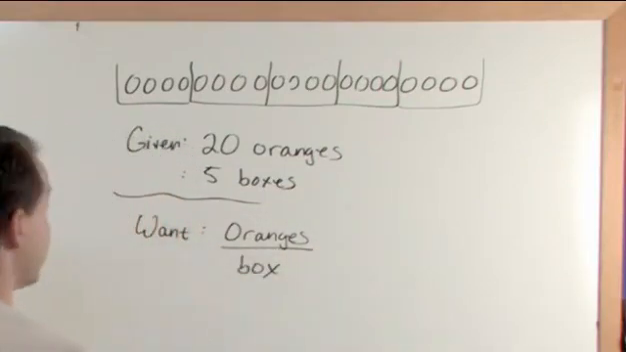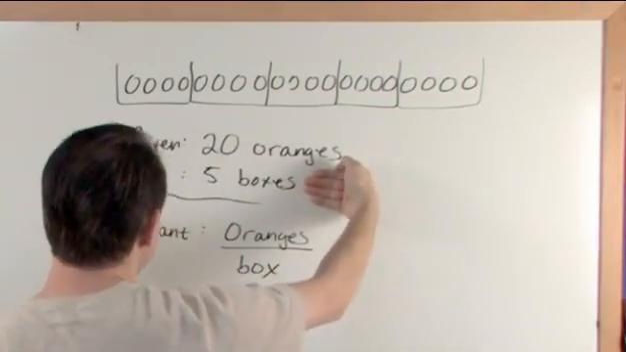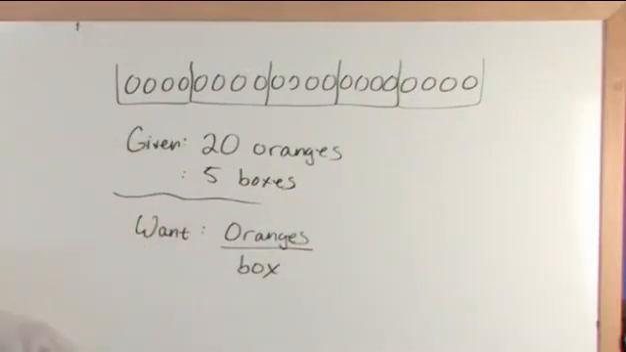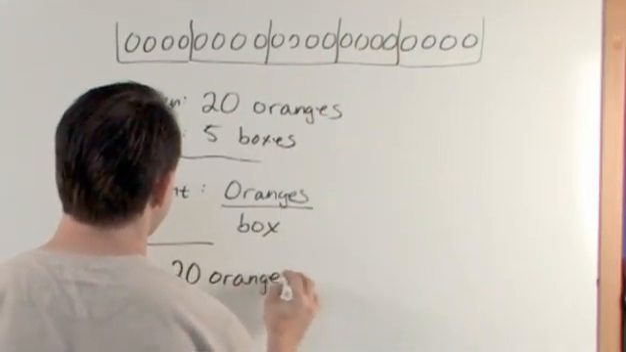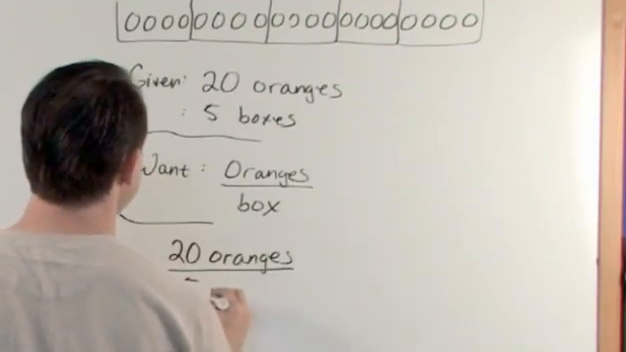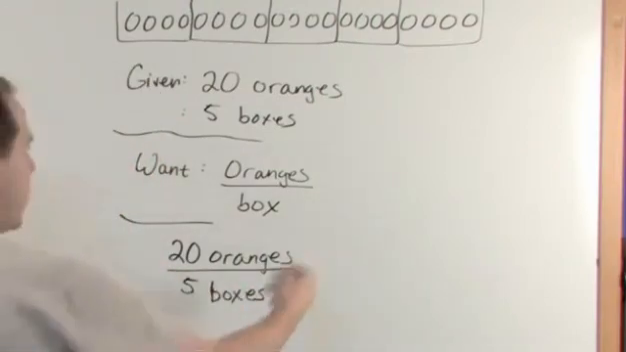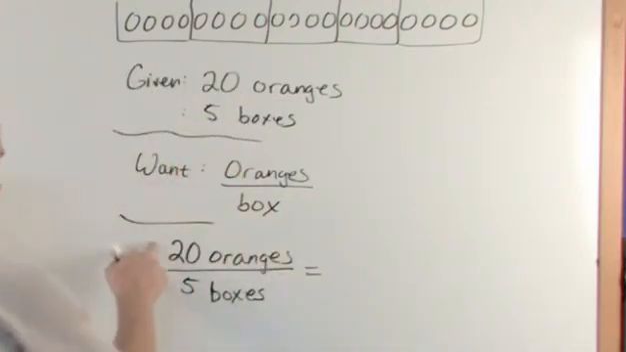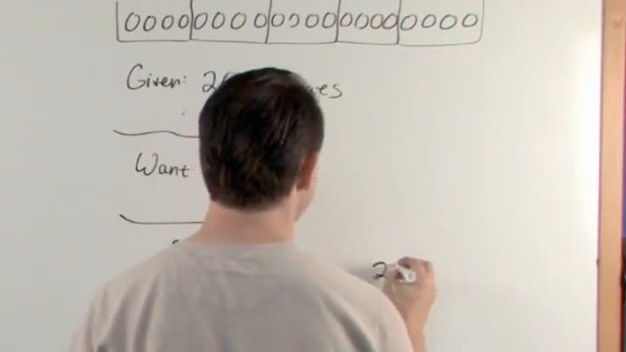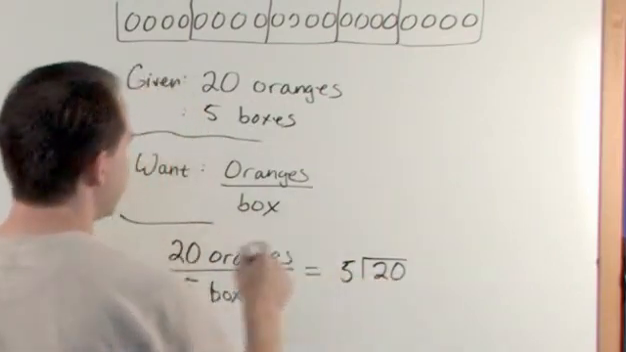Per, with this line here, which also means division. So I already know the number of oranges total, and I already know the number of boxes total. So if I want to find out how many oranges go into each box, I just have to divide those two numbers together, and the units will give me what I want. So if I do 20 oranges per 5 boxes, then the unit will be exactly what I want. How many oranges per box, okay? And then doing the division, the 20 divided by the 5 will give me what I want. 20 divided by 5.